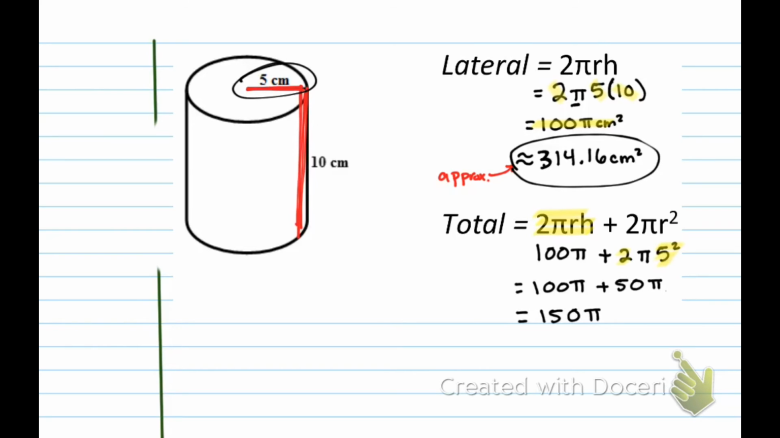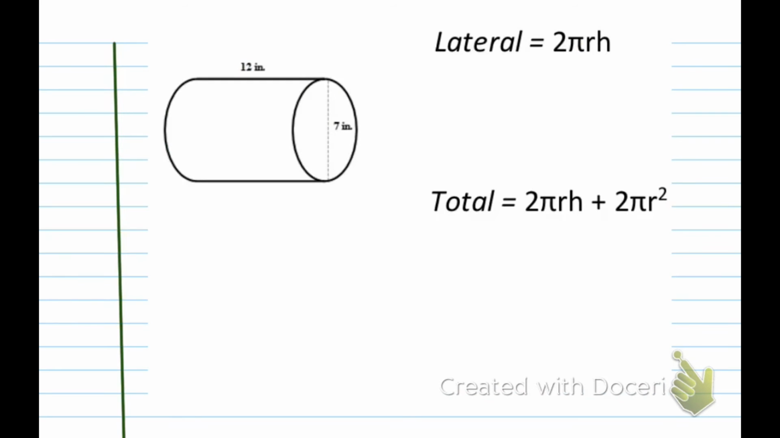When we add 150 together, we get 150 pi. That is our exact number, so that will be our exact total surface area. If we want an approximate, 150 pi in the calculator will give us 471.24 centimeters squared. Okay, and so both of these are good answers, but for right now, we're going to use the approximate answer. Okay. Let's look at this one.